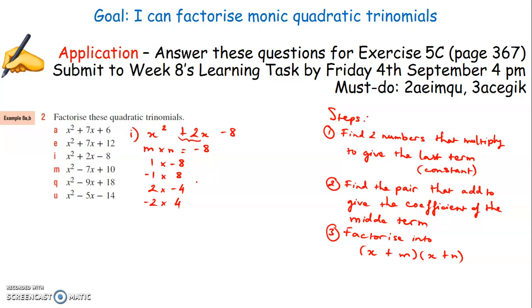Now 1 plus negative 8 is negative 7, so that's not right. Negative 1 plus 8 is 7. 2 plus negative 4 is negative 2. And negative 2 plus 4 gives you 2. So this is our pair. That means we're going to get an answer of x minus 2, we just put the minus right in there, and then x plus 4. And there we have it.